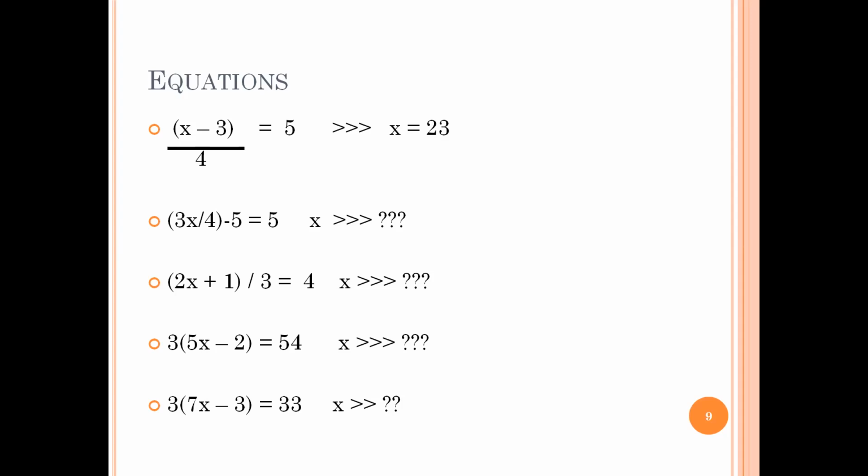3 into 5x minus 2, the third answer is 54. 54 divided by 3. Clear? Everyone got the same answer? Yes. Now, what is the fourth answer? 2. Correct, 2. 11 plus 3 is 14. 14 divided by 7 is 2. Clear? Okay.